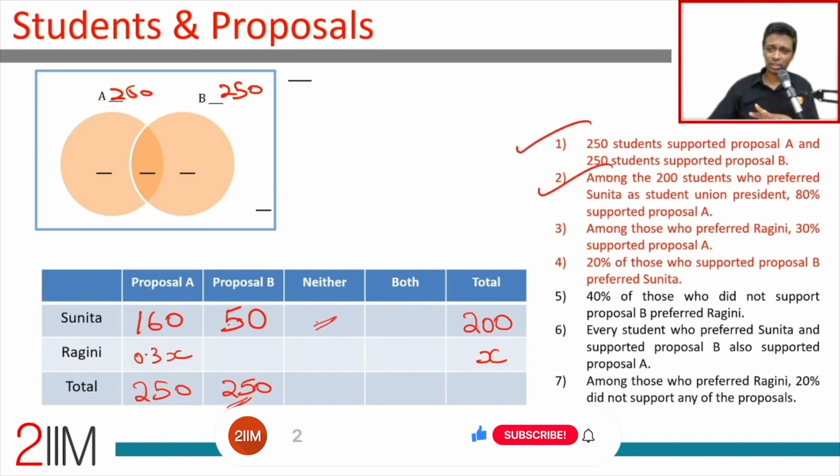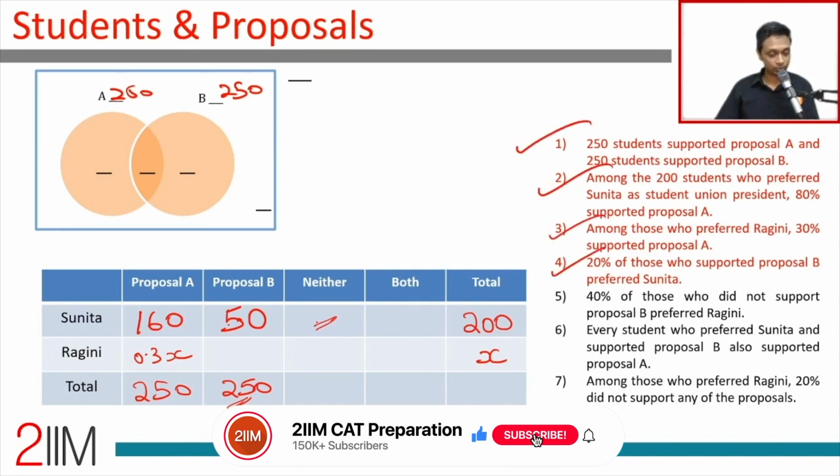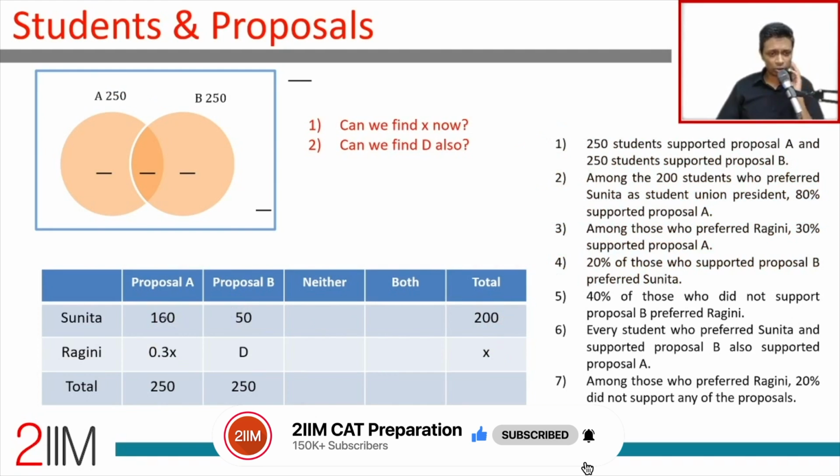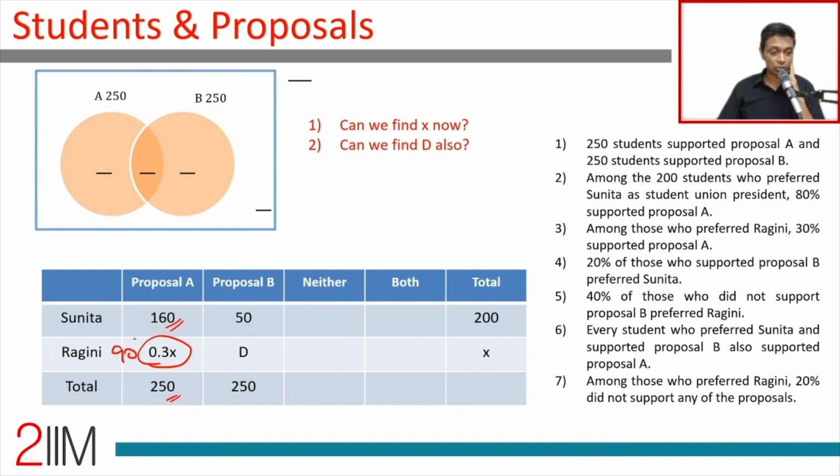The first 4 data lines have gone in beautifully inside this. Think about this. Proposal A, 160 supported Sunita. Totally 250. So what will this number be? That will be the remaining. Or this 0.3x should be 90. We already discussed how this will be additive. Of the 250 in proposal A, some should have supported Sunita. The rest should have supported Ragini. There is no gap either way. Sunita plus Ragini must add up to 250. It cannot be lesser, it cannot be more. So this is 90. 0.3x is 90.